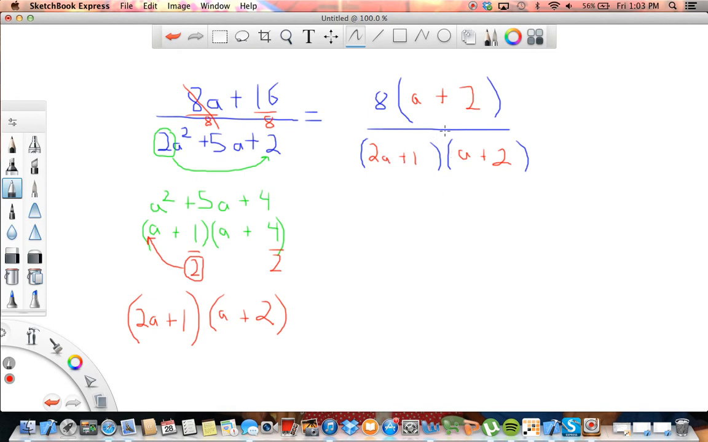So now we have to go back and see what our excluded values are. Let's take a look here. We have to set both of these equal to 0. Again, the shortcut for this one, if it's just a variable plus a number, is to give me the opposite of that number. So in this case, a cannot equal negative 2. Because if you put a negative 2 right here, it's going to be negative 2 plus 2 equals 0, and then 0 times anything is going to make the entire denominator 0. So negative 2 won't work.